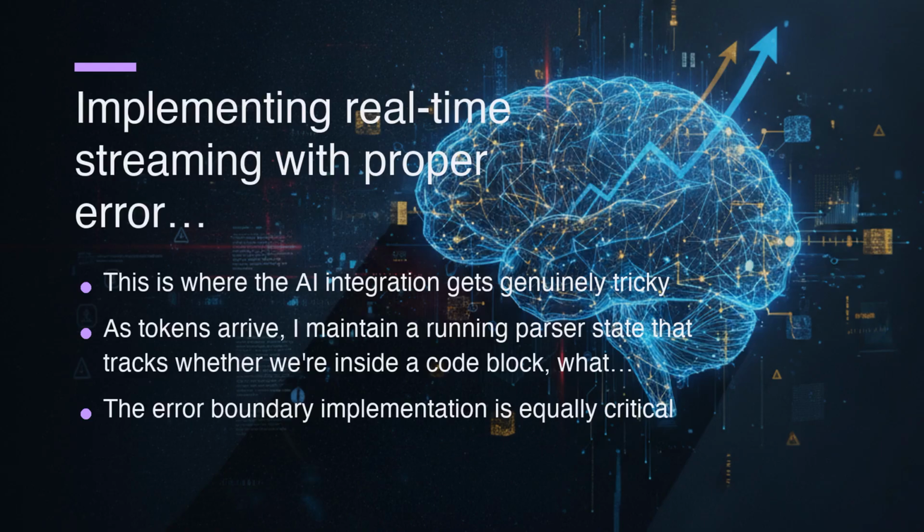The error boundary implementation is equally critical. When streamed code fails, and it will fail, Claude makes syntax errors too, you need to isolate that failure without killing the entire execution context. Each chunk executes in a try-catch that reports errors back to the UI without halting the stream. The UI shows the error inline while continuing to receive and attempt subsequent chunks. Sometimes a later chunk fixes an earlier error, and the user sees the component suddenly start working. It's actually a pretty satisfying experience.